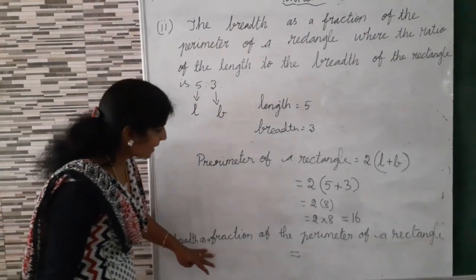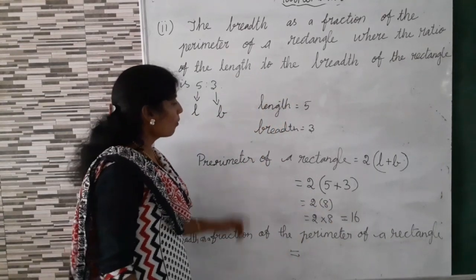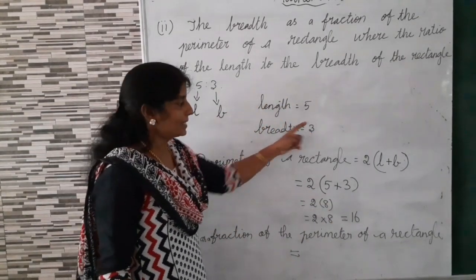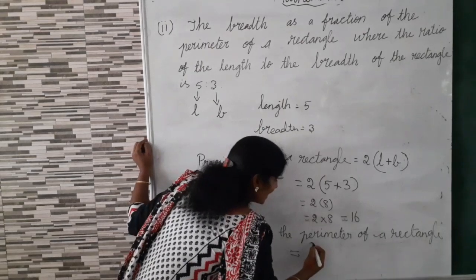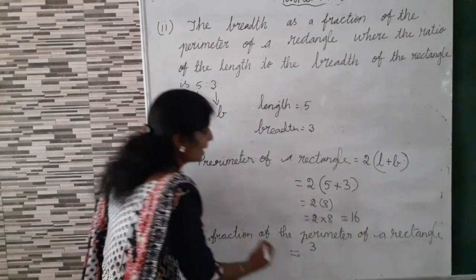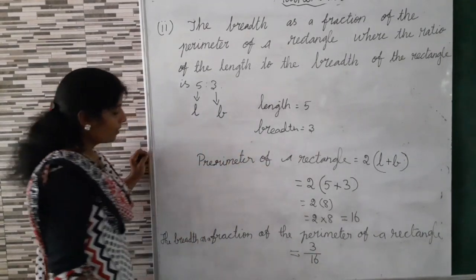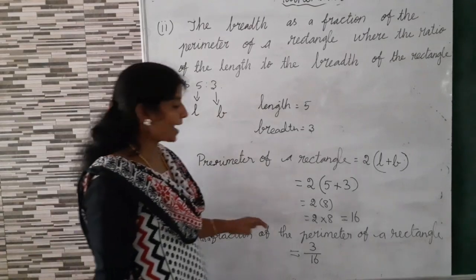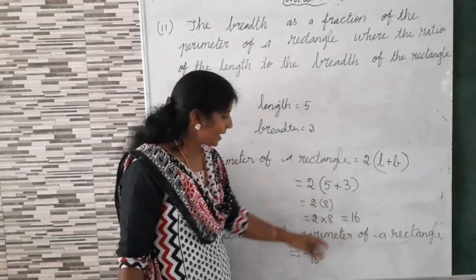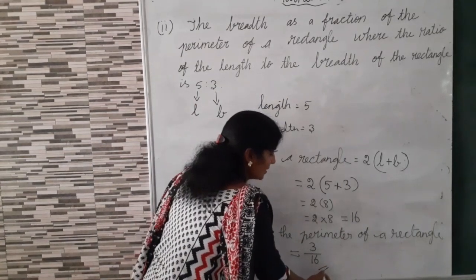Therefore, the breadth as a fraction of the perimeter of a rectangle is equal to, what is breadth? 3. Isn't it? So we can write 3 as the numerator and 16. What's the perimeter? 16. 16 is the denominator. What's the fraction? The breadth as a fraction of a perimeter of a rectangle is equal to 3 by 16.